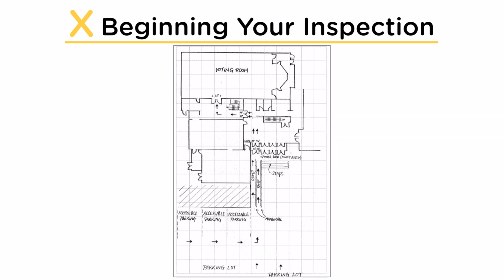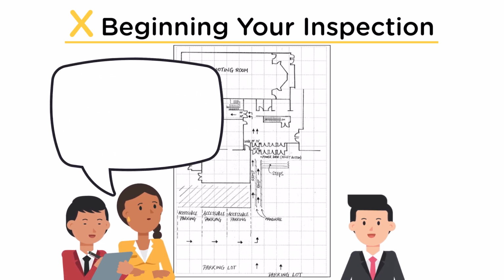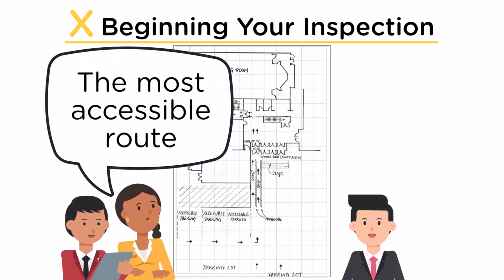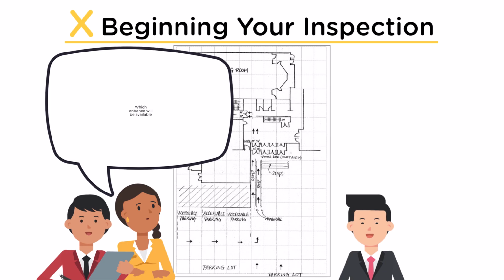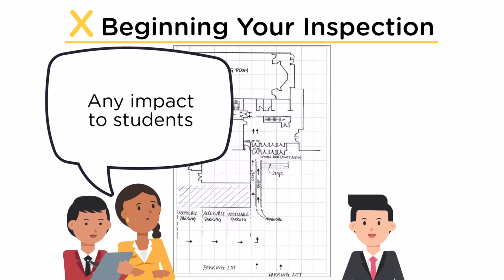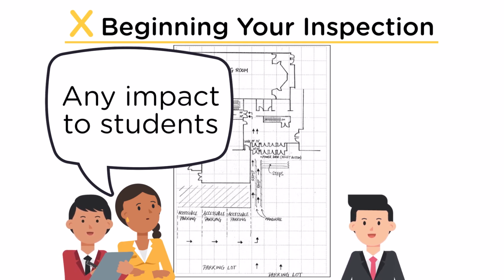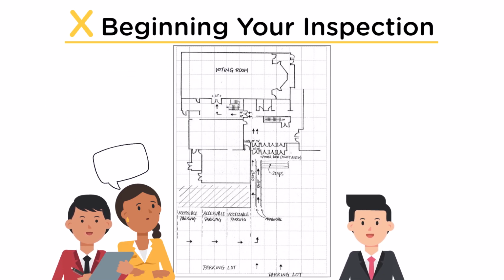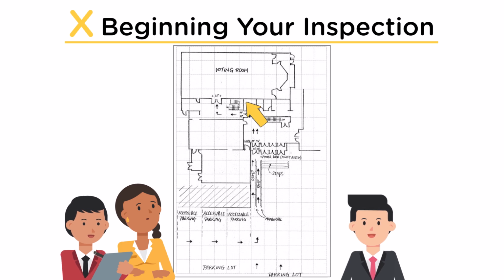Before assessing the voting location for accessibility, discuss and determine with the landlord the most accessible route from the parking lot to the voting room, or for internal inspections from the elevator to the voting room. Which entrance will be available on polling day and/or advance poll days? And any impact to students if the location is in a school. The route you followed during the accessibility assessment is the route electors will follow and should be agreed upon by inspecting pairs and the landlord.